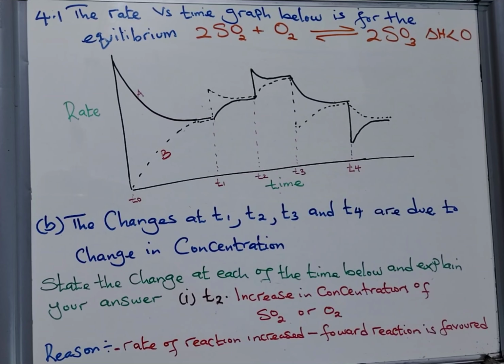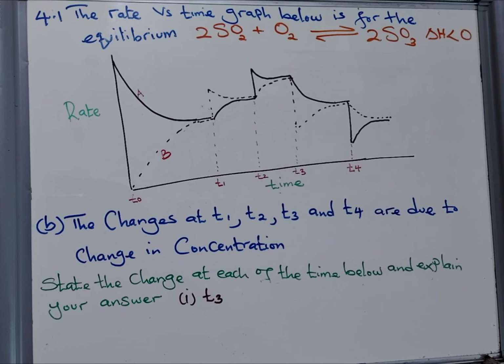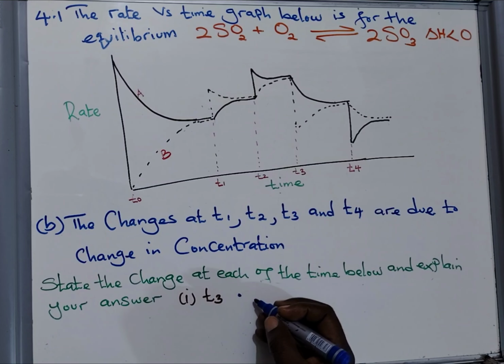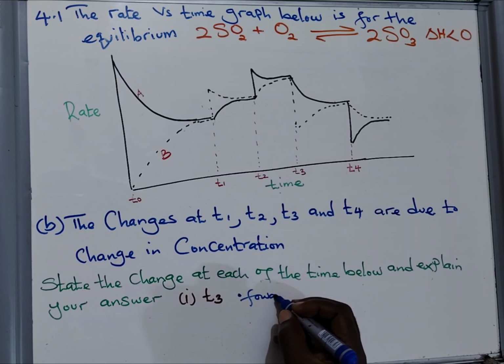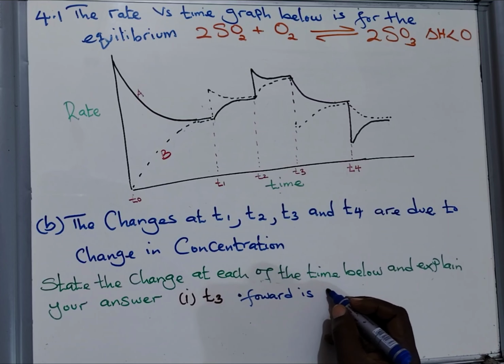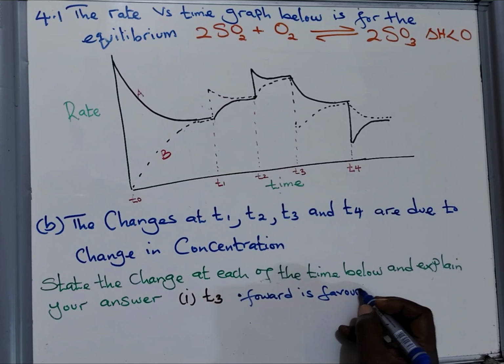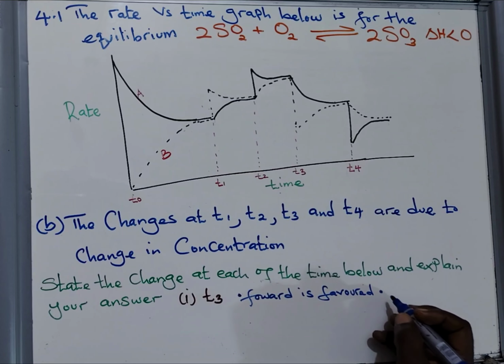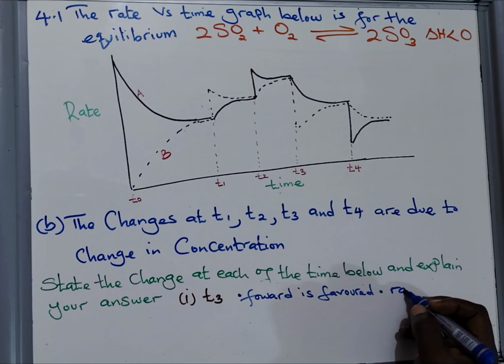Yeah. Then comes this question. It says that state the change at each of the times below and explain your answer. Okay, we're having T3. What change took place at T3? Okay, let us observe what we see at T3. First, forward is favored. Okay. Second, rate decrease.